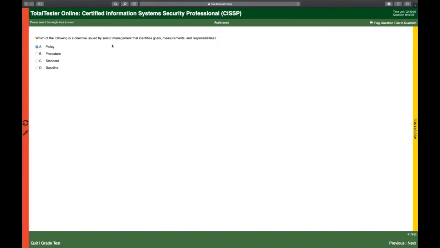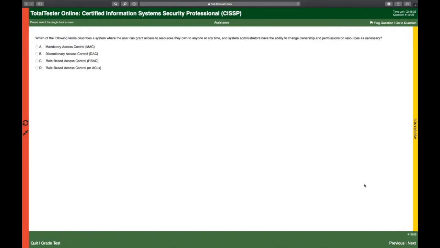I would like it better if they said high level goals, but there's nothing that implies that there are specific guidelines, procedures, or step-by-step instructions. Standards are mandatory for specific industries, and baselines are a state from which to begin.